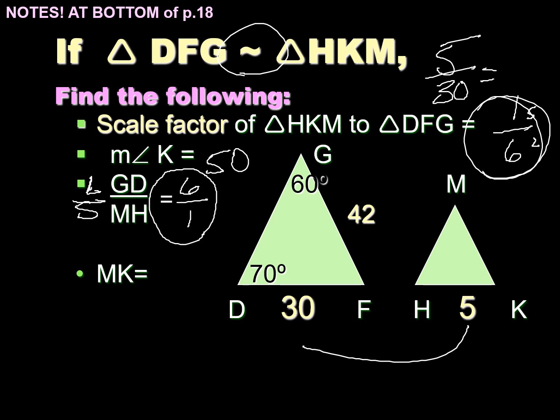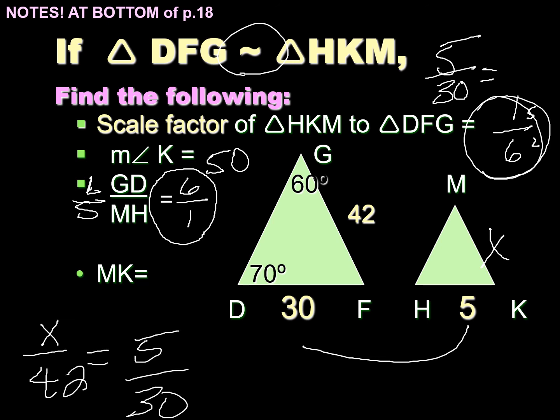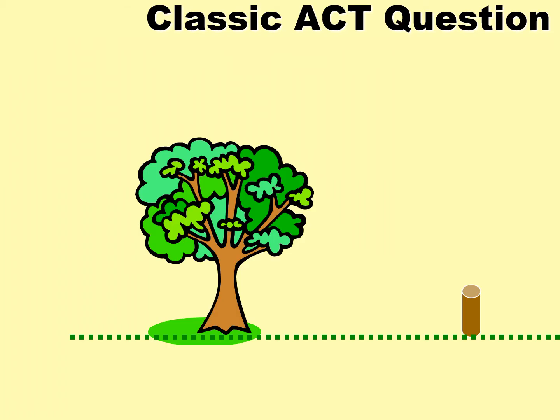So how long is MK? We're just looking for an X piece there. That'd be a small over large. X goes with 42 equal to 5 over 30. Cross multiply, and you have it. I think it works out to 7. Okay. All right. There you go.